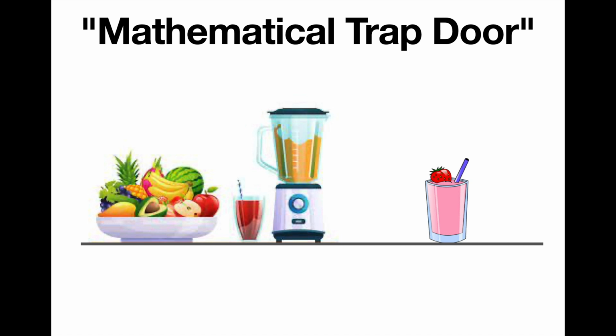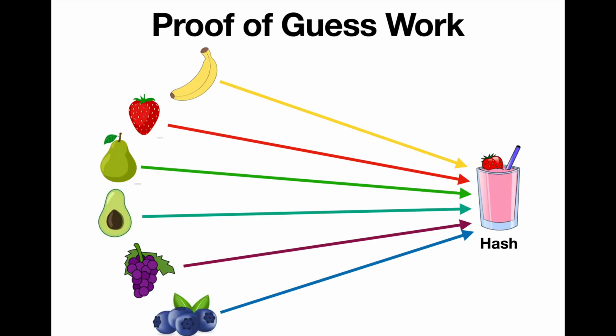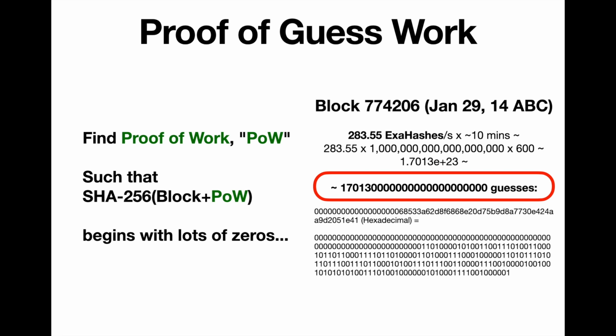SHA-256 is designed as a mathematical trapdoor. The mathematical trapdoor allows a function to be created such that the inputs of the function are extremely difficult to find given a hash value. In this example, if I gave you a smoothie and asked you to find its inputs, it would be extremely difficult. The best you can do is to try out each of these ingredients in order to guess what the smoothie will taste like. It will take a lot of guesswork to accomplish. And this is the principle that underlies the proof of work consensus algorithm.